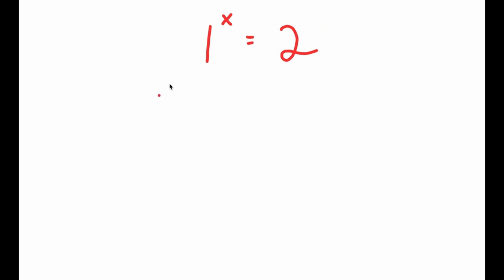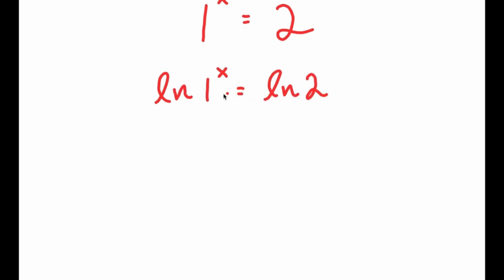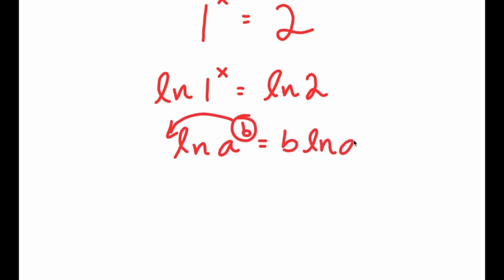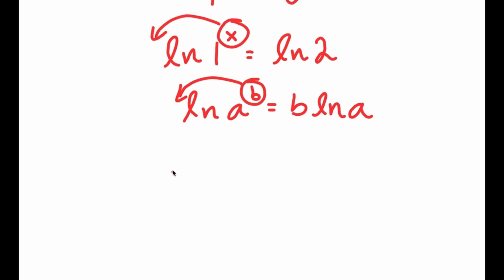So first off, let's take the natural log, or ln, on both sides. So I'm going to do ln 1 to the power of x is equal to ln 2. Now, if I have something in the form ln a to the power of b, I can move this exponent b to the front, so this can equal b times ln a. So in this case, I have ln 1 to the power of x, and I can move x to the front, so I get x times ln 1 is equal to ln 2.